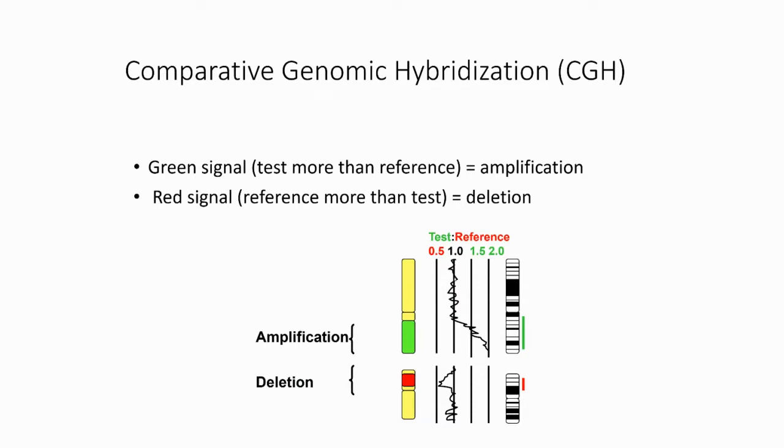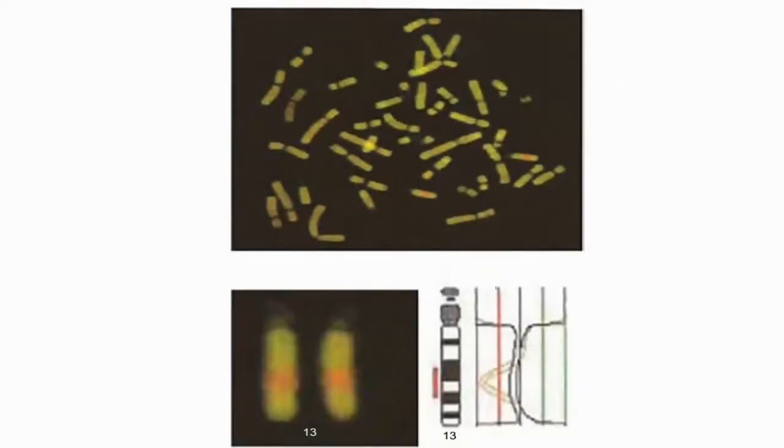If the ratio is 1, then that's normal, no change. If it increases to more than 1, that's amplification, all right? And if it's less than 1, that's deletion. You just compare the signal when they bind to the particular region. That's called CGH. And just like this, you have this CGH profile, and then you compare the signal, and you will see here it is below 1, so you know there is a deletion in this region. Okay.